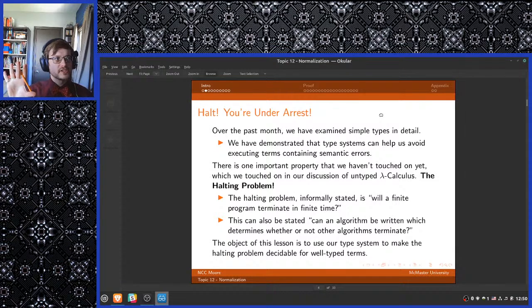the well-typed portion of the language can be proved to terminate, which is cool because termination is a very, very important property. So, the object of this lesson is to use our type system to make the halting problem decidable for well-typed terms of our calculus so far.